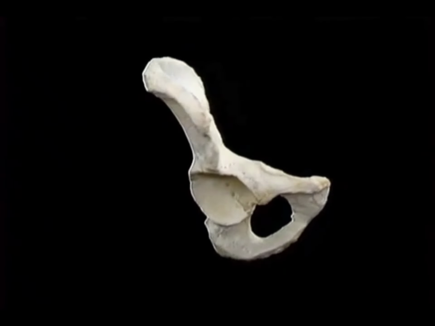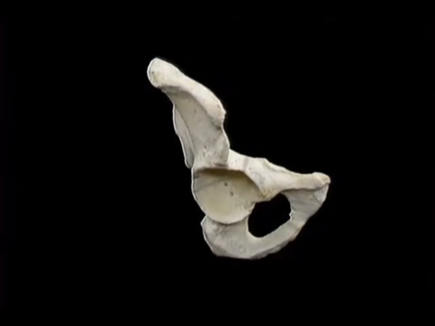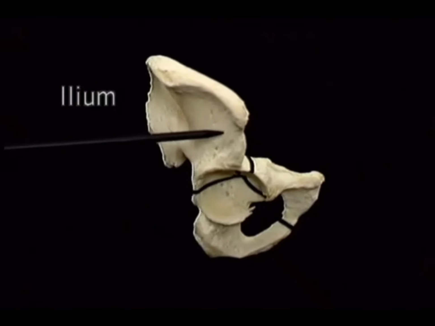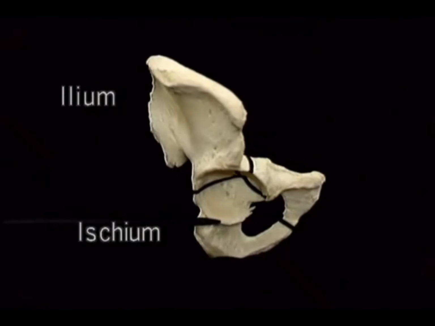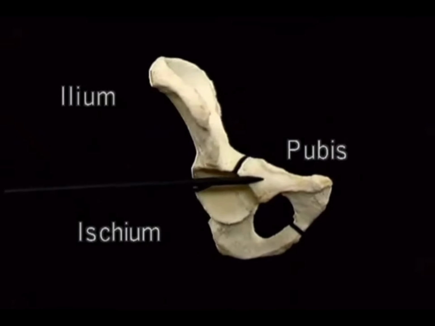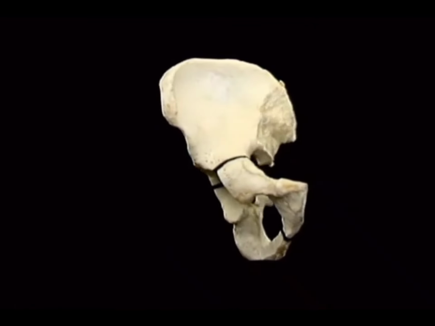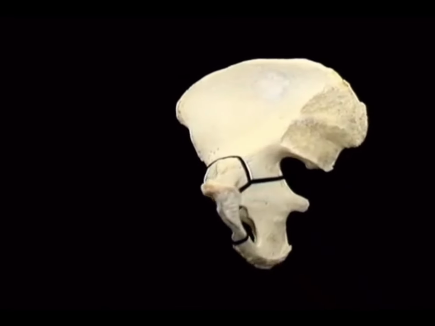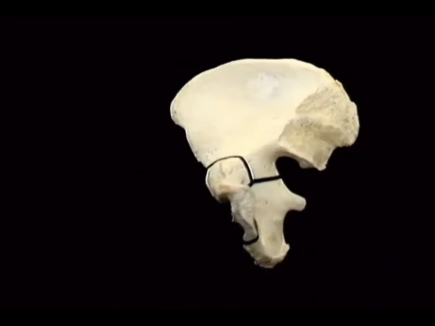The hip bone is formed by the fusion of 3 bones: the ilium, the ischium, and the pubis. The names of these bones give rise to the names of the various features of the hip bone. Let's look at these features.